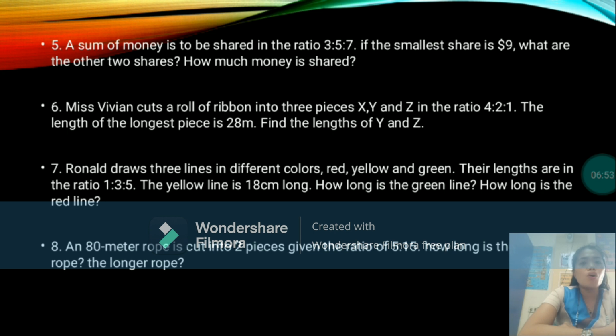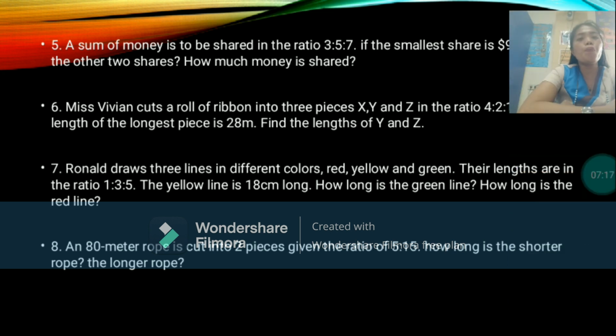Number 7. Ronald draws three lines in different colors, red, yellow, and green. Their lengths are in the ratio 1:3:5. The yellow line is 18 centimeters long. How long is the green line? How long is the red line? Number 8. An 80-meter rope is cut into two pieces given the ratio of 5:15. How long is the shorter rope? How about the longer rope?